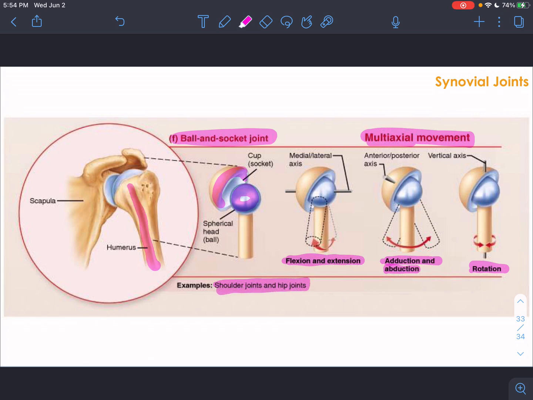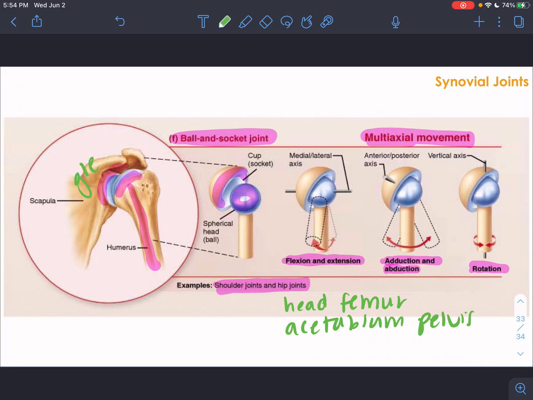Where the head of your humerus attaches to the glenoid cavity of your scapula is a ball and socket. And at your hip, the head of your femur and the acetabulum of your pelvis is going to be another ball and socket. So scapula, this is your glenoid cavity, and the head of the humerus. Those are the examples of ball and socket joints.